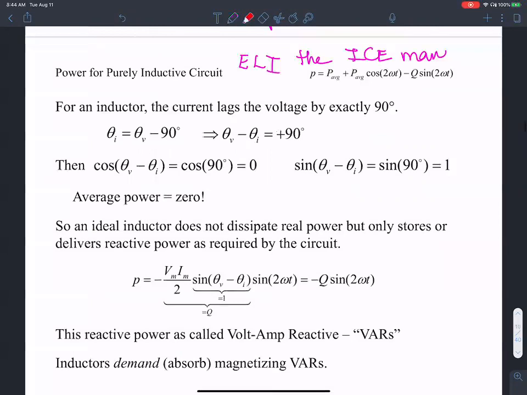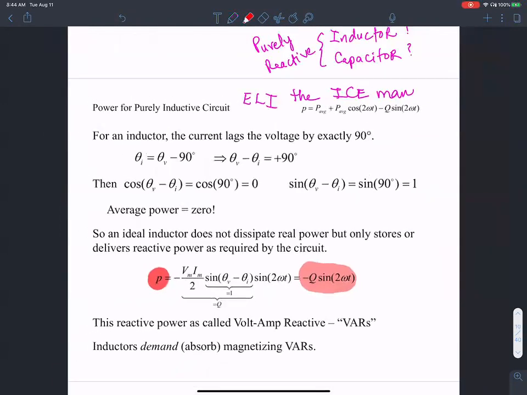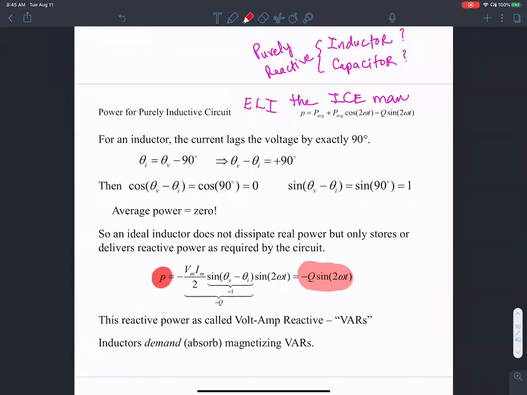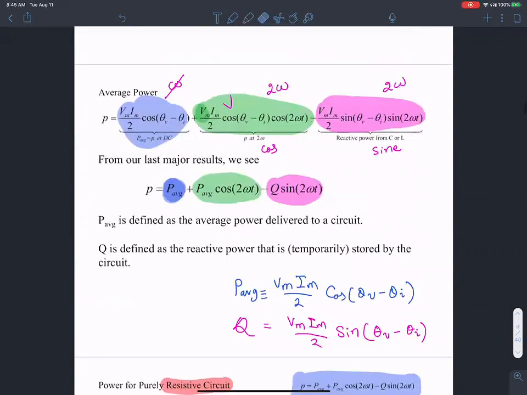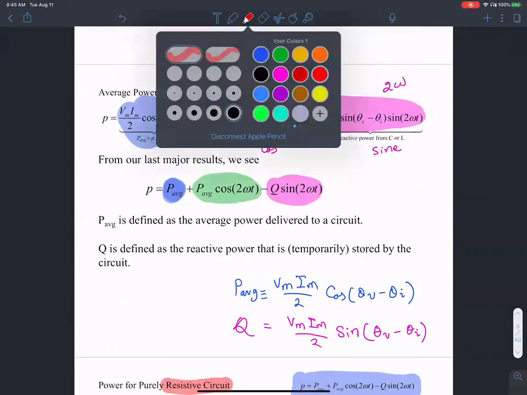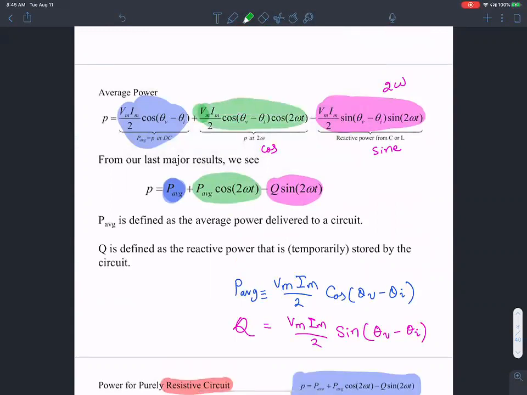What you will see is the power in an inductive circuit is just Q, okay? These cosine terms go to zero because in an inductor, the current lags the voltage, or the voltage leads the current by 90 degrees. So cosine of 90 goes to zero. Of the three terms here, two of them have cosines, so these two terms go to zero. There's only one term, both for the capacitor and inductor.